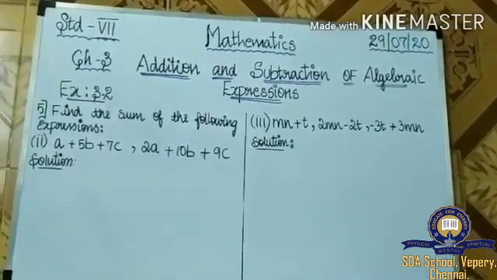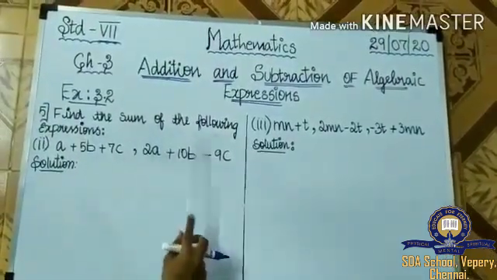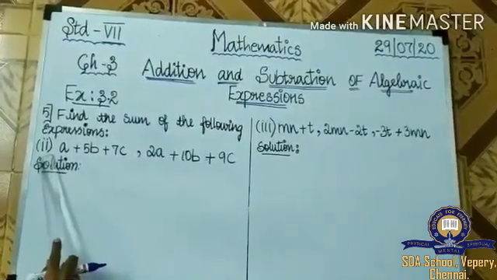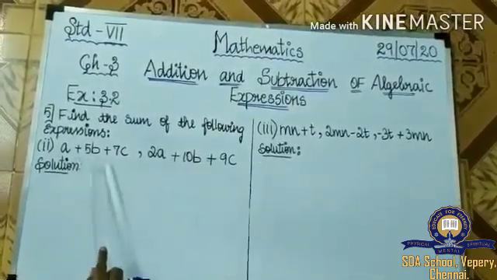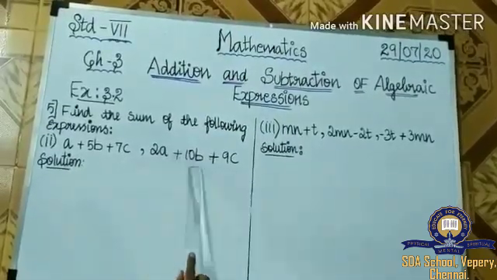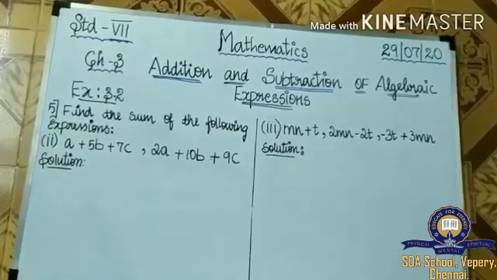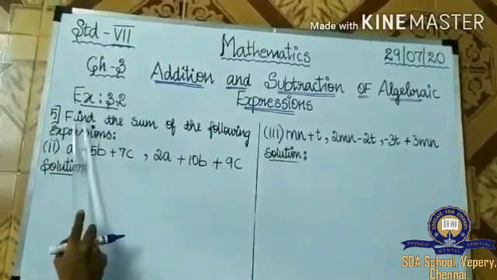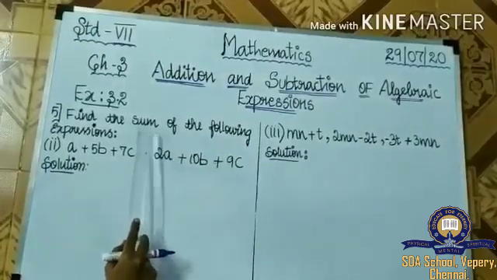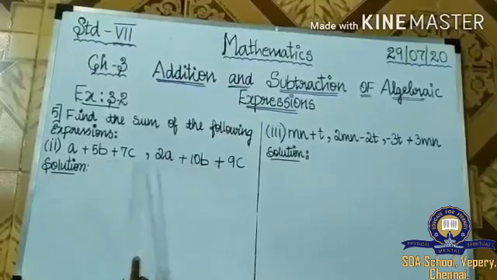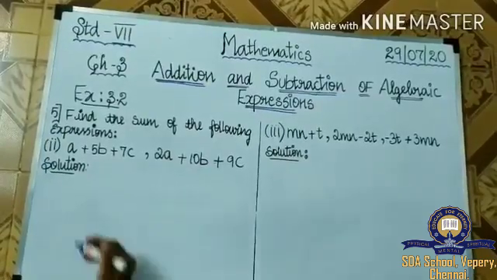Let's move on to our fifth sum. Find the sum of the following expressions. In this we are going to solve the second subdivision: a plus 5b plus 7c, comma 2a plus 10b plus 9c. Okay. In this question, find the sum. Sum means add. So, add the following expressions. The first step is we are going to add these expressions.